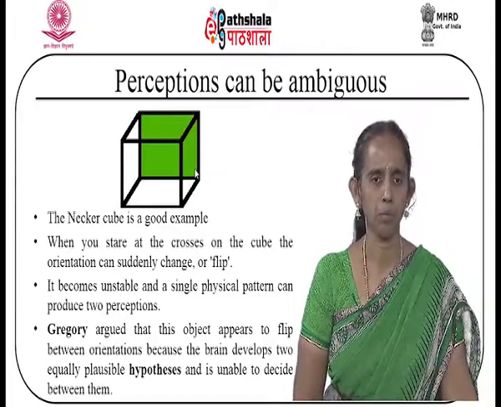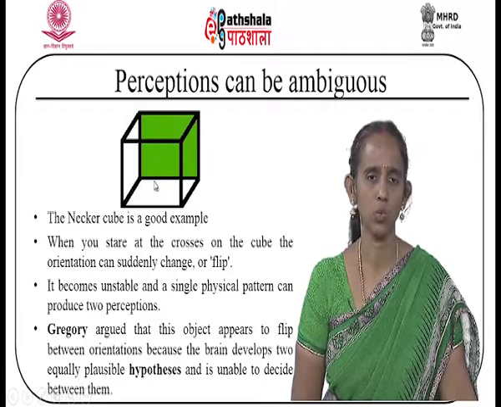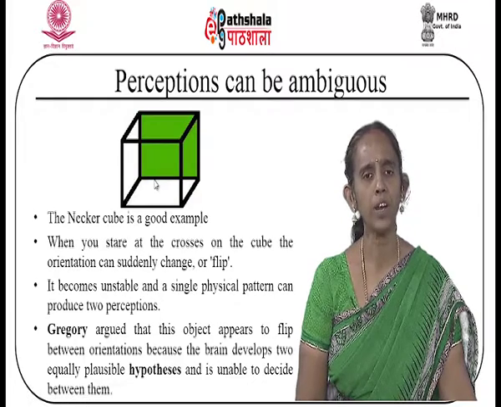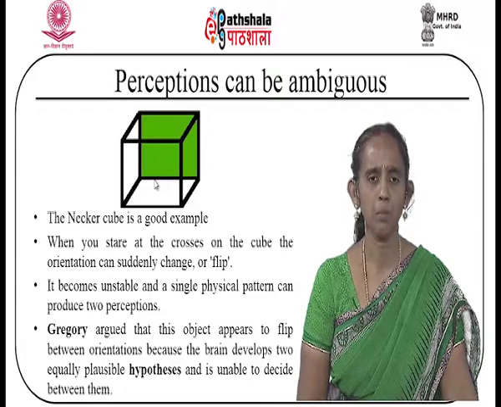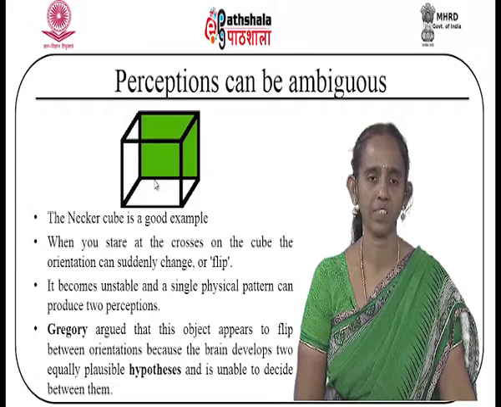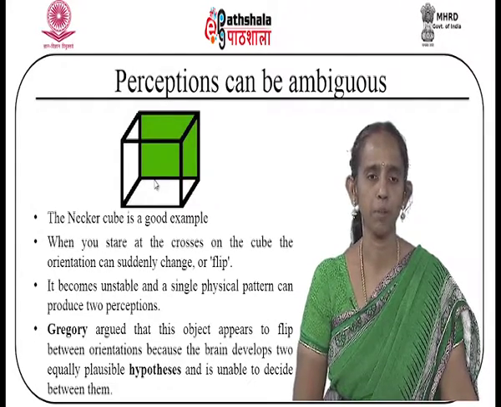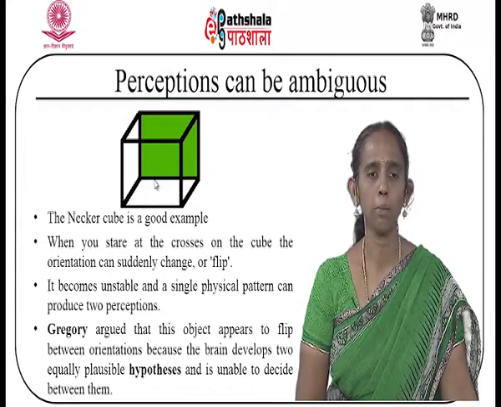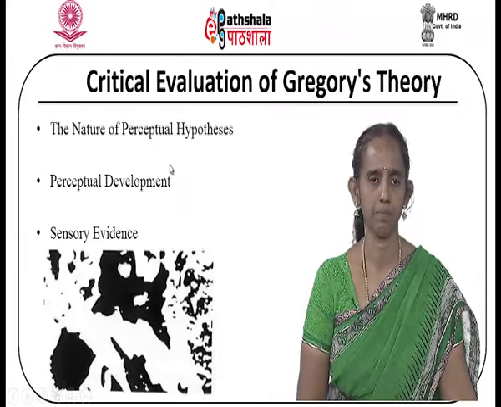Perceptions can be ambiguous. This is a good example. This is a Necker cube that has been shown in the image. When you stare at the crosses on the cube, the orientation can suddenly change or flip. It becomes unstable, and a single physical pattern can produce two different perceptions. Gregory argued that this object appears to flip between orientations because the brain develops two equally plausible hypotheses and is unable to decide between them.